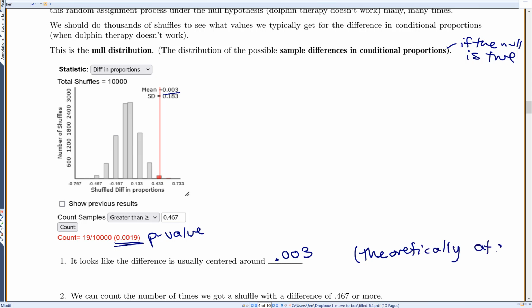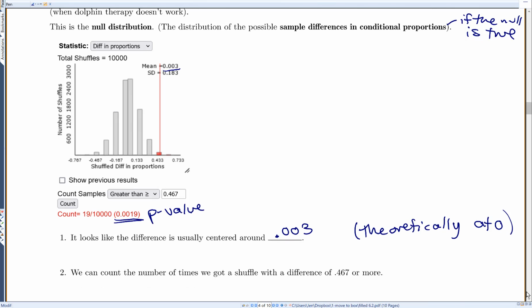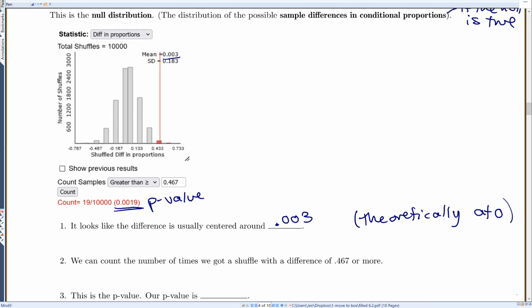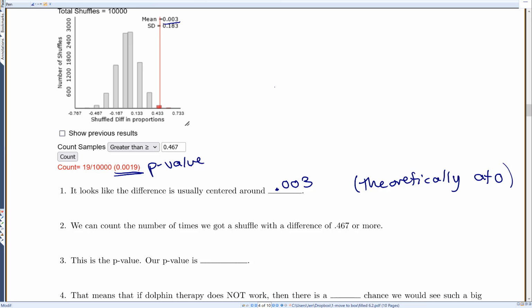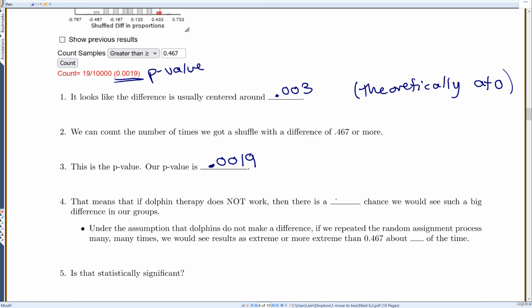So theoretically at 0. Okay, but you're doing simulations, so it's not exact. So we can count the number of times we got a shuffle with the difference of 0.467 or more, which is what we put in here. So this is our p-value. So our p-value is 0.0019. This means that if dolphin therapy does not work, then there is a 0.0019 chance that we would see such a big difference in our groups.